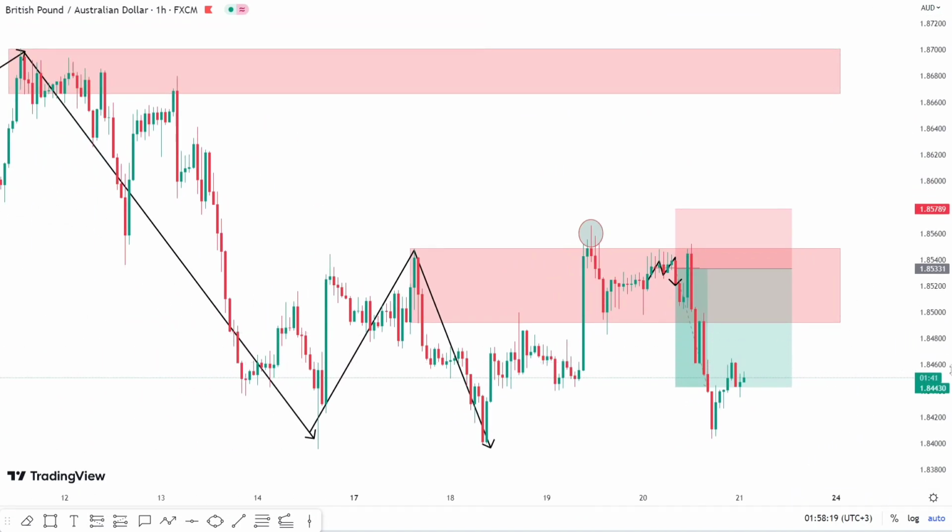I won't lie to you. This requires a lot of practice. I'm just teaching you the concept, but you have to practice enough to be able to see these things easily on the chart.